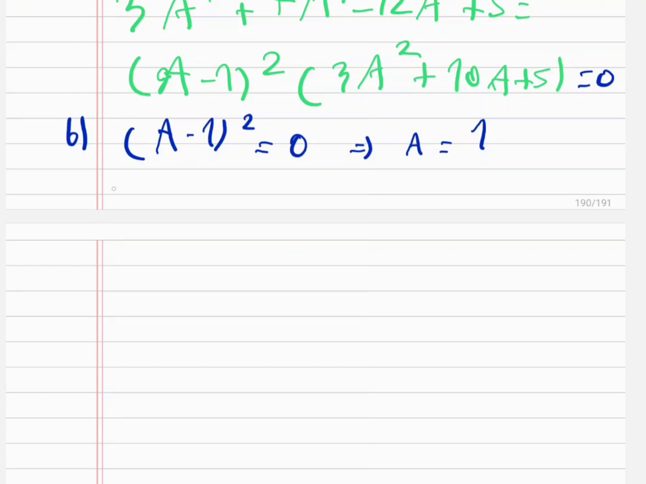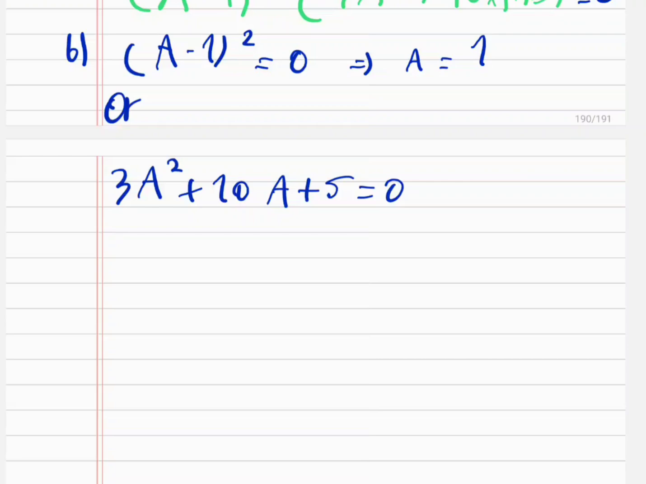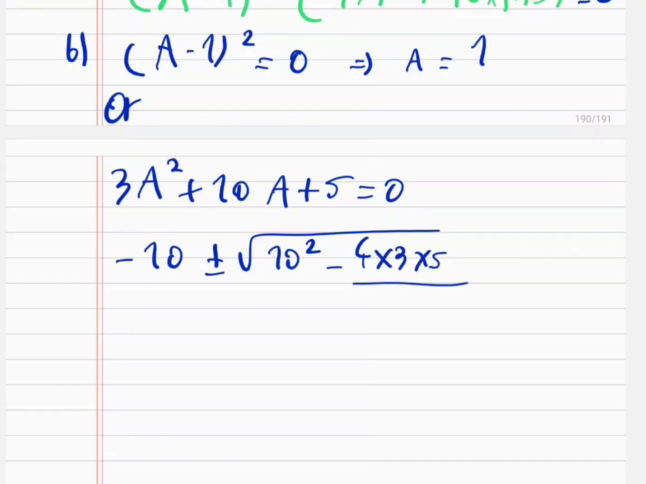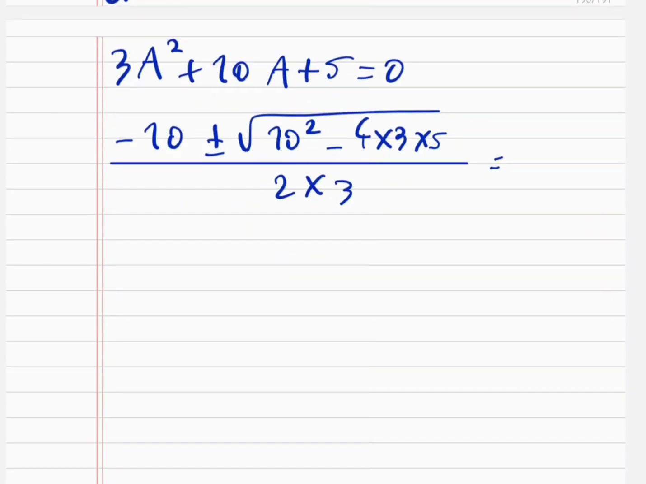So one of the roots of the quadratic is going to be the solution. The other solution is the second bracket equal to 0, which is the quadratic: 3a squared plus 10a plus 5 is equal to 0. We just need to solve this quadratic. I'm going to use the quadratic formula: minus 10 plus or minus the square root of 10 squared minus 4 times 3 times 5, divided by 2 times 3, which is just 6. Once we solve this quadratic and simplify, you get minus 5 plus or minus root 10 over 3.